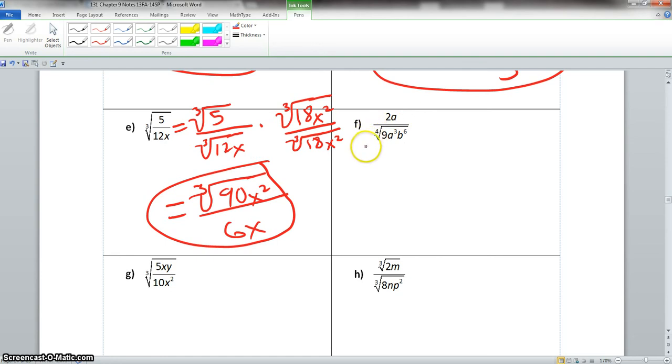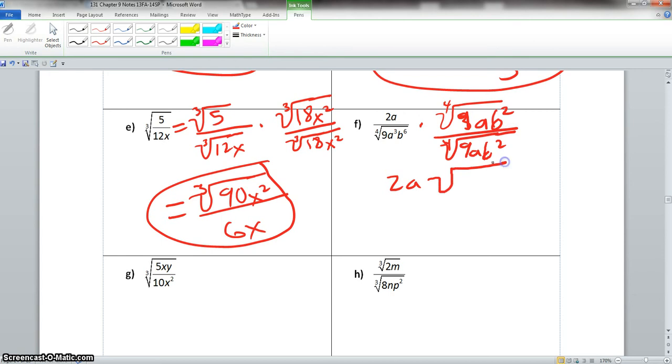Now we come here to F. Now we're dealing with these 4th roots here. Now with this 4th root, we would need to multiply the numerator and denominator by the 4th root of, or actually it should be 9ab squared. So it'll be the 4th root of 9ab squared. So this will give us 2a times the 4th root of 9ab squared all over. This would end up giving us 3ab squared.